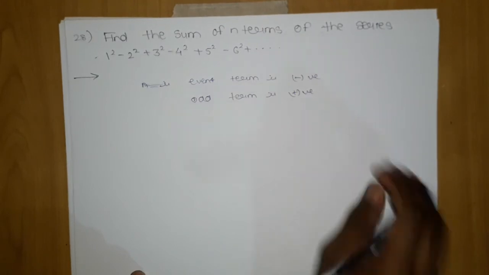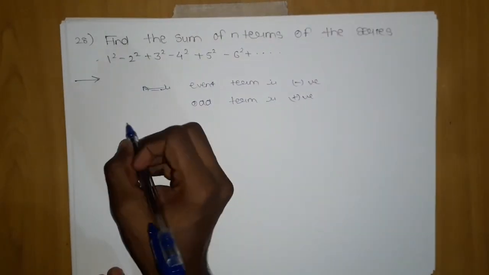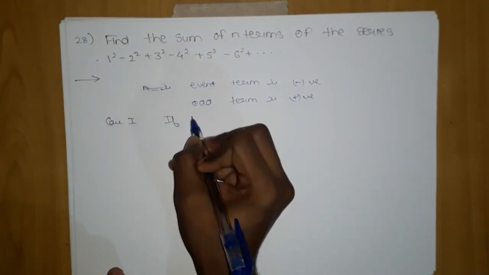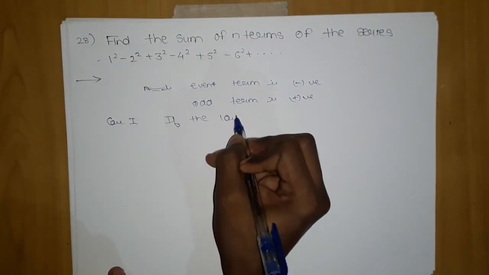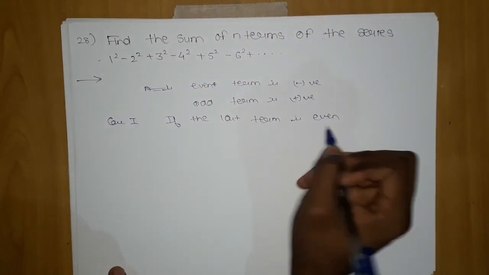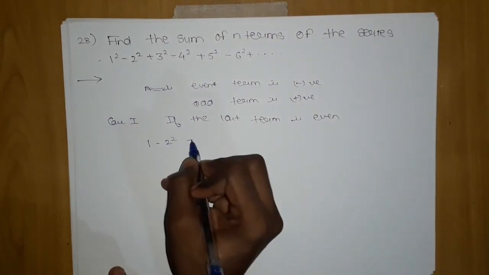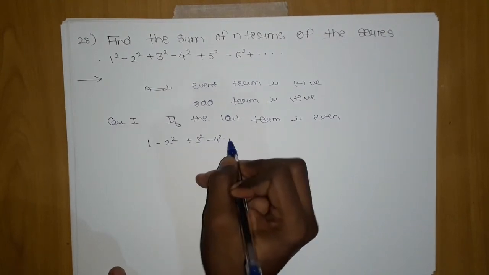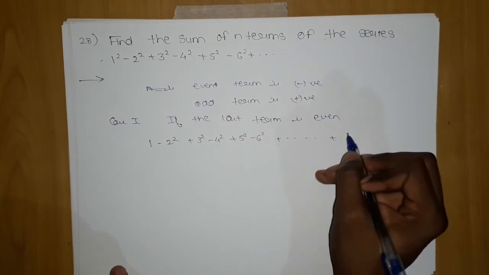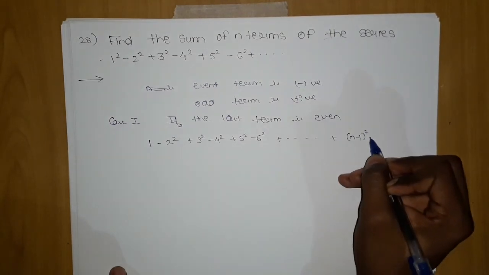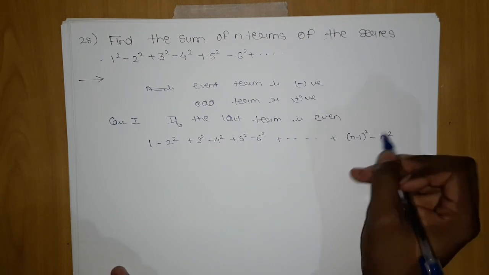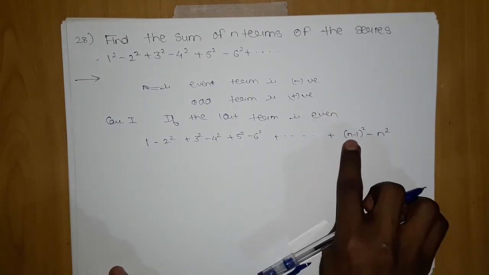Now if I say case 1, if the last term is even, then it will be 1 minus 2 square plus 3 square minus 4 square plus 5 square minus 6 square, then in the end it will be n minus 1 square, like that. Minus n square, because the last term is even, so a minus sign will come, minus n square. And it is n minus 1.